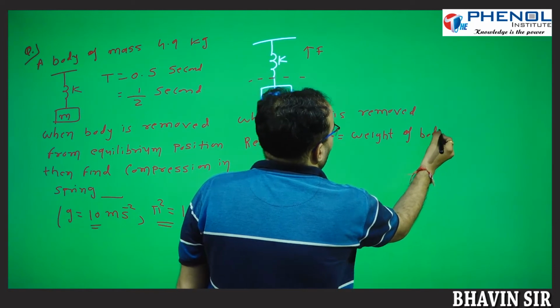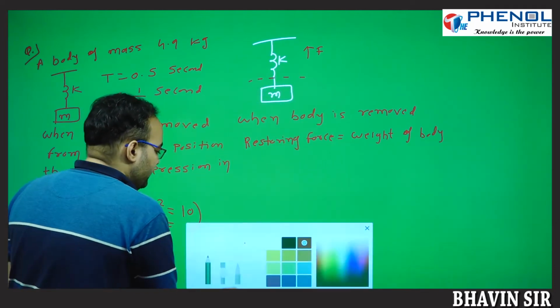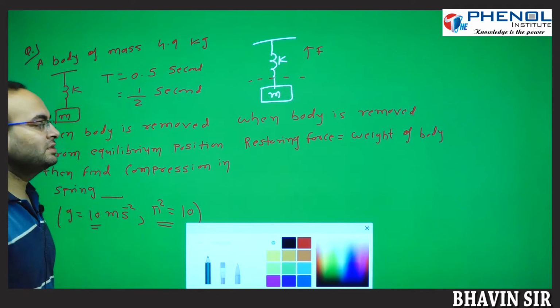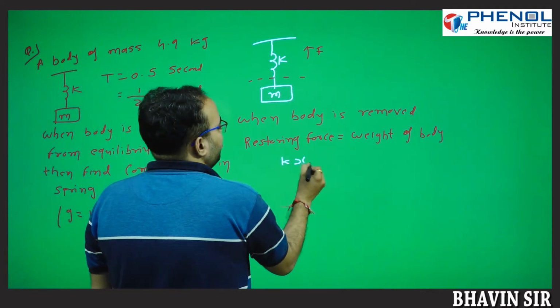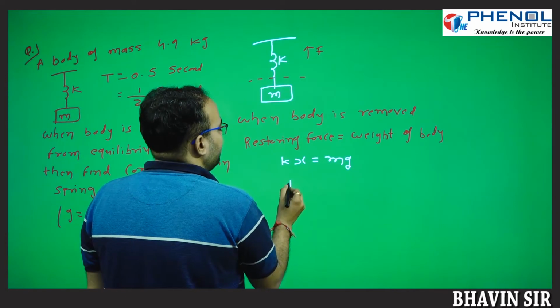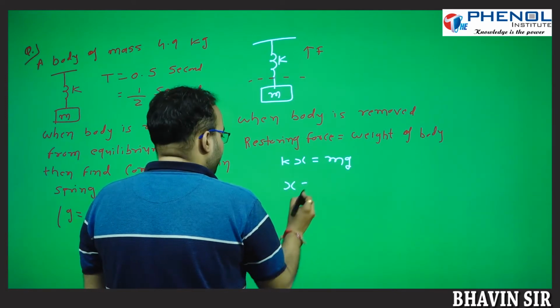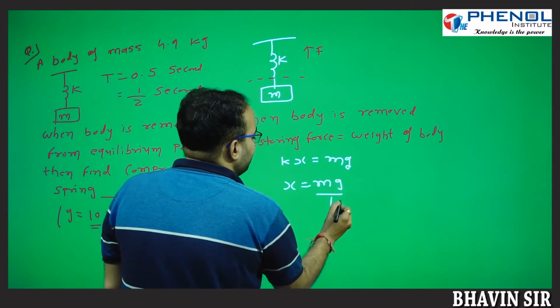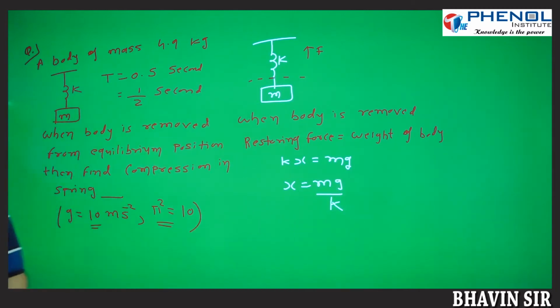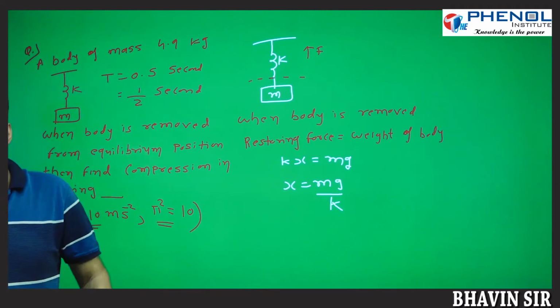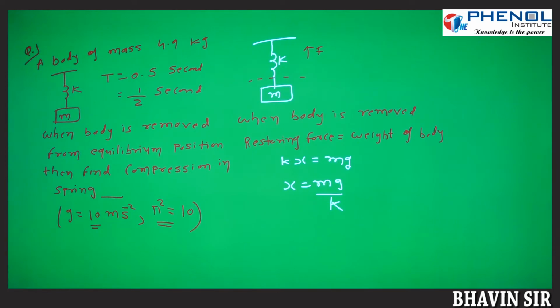Weight of body. So what is the restoring force? Kx. What is the weight? mg. We want to find the compression in a spring, so mg by k. But what is the problem, students? Spring constant is not given here in our question. So first we want to find the spring constant.